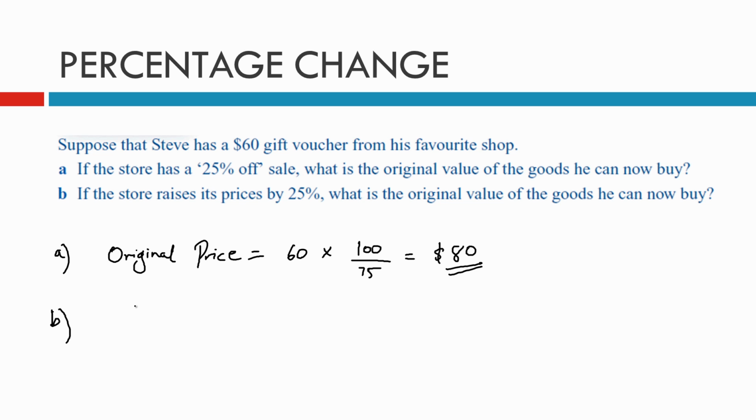Now, B, same scenario, different. It's going to be an increase. If the store raises its prices by 25%, what is the original value of the goods he can now buy? Okay, so we're going to raise prices now, so original price equals, again, $60 is the voucher. We're going to increase it now. So that means I'm expecting the purchasing power of the $60 gift voucher, if they've raised prices, is going to be less. So 60 times 100 divided by 100 plus the rate. So that's going to be 100 plus 25, which is 125. And guess what? We get $48.